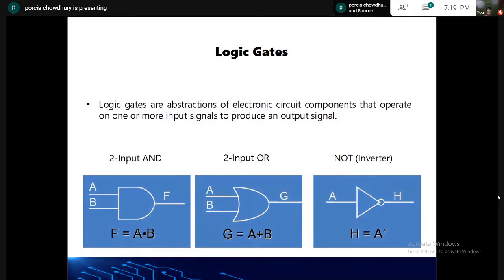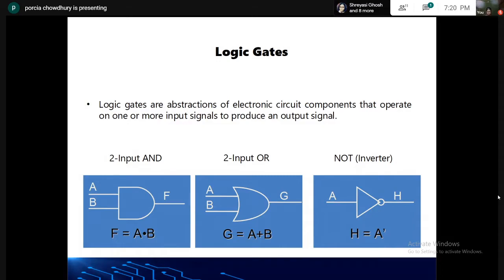Okay, this is a triangle, and above the triangle we have a bubble. Basically the bubble denotes an inverter. Bubble means it's an inverter. That means somehow we have to do the complement operation. And what is the complement operation? Whatever we have, we just take the complement of it. That means if we have 0, after the complement operation it will become 1, and vice versa.